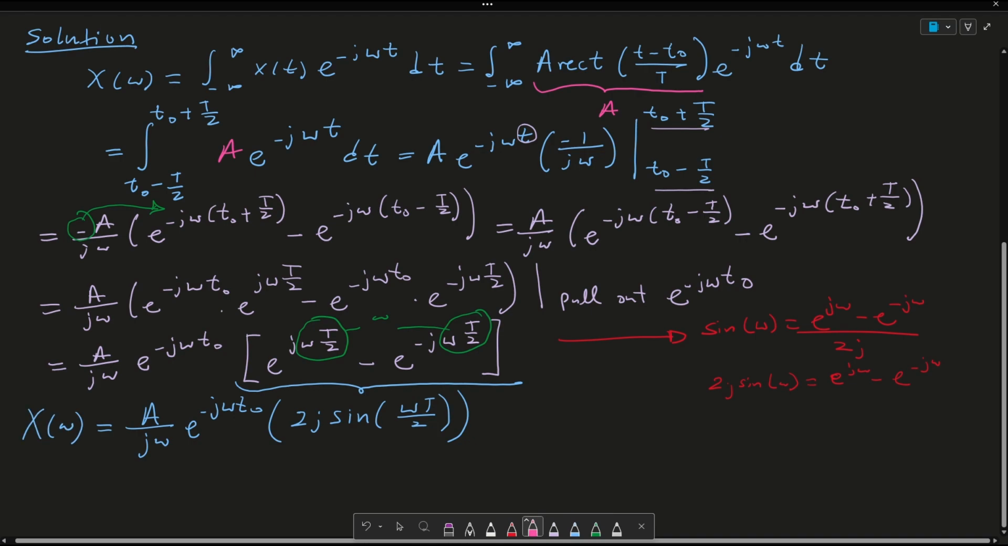As you can see here on the numerator and the denominator, I can cancel out these j's. And then I'm left with X of omega equated to 2A over omega times e to the minus j omega t naught times sine of omega T over 2. And essentially this here can be your solution, but let's go ahead and write it in a more formal manner using the sinc term, which you will find in most textbooks, and then formally write it in terms of mapping the time domain x of t to the frequency domain X of omega.